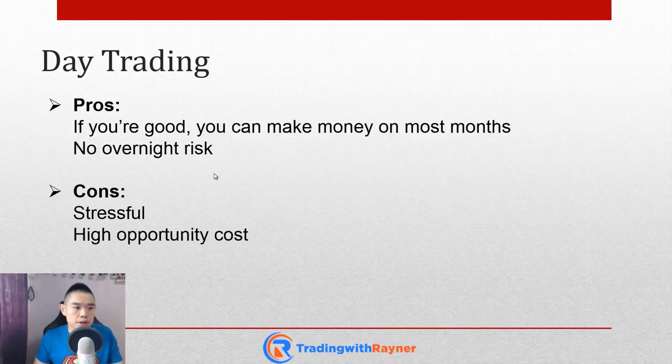So the pros and cons. For day trading, if you are good, you can make money on most months. Why is that? It's because as a day trader, you have ample trading opportunities and you can be trading anywhere between 50 to 100 times a month. And if you have an edge in the markets, 50 to 100 trades is enough for your edge to play out over time. So this is why you can make money on most months. And you have no overnight risk because you exit all your positions right before the day ends.